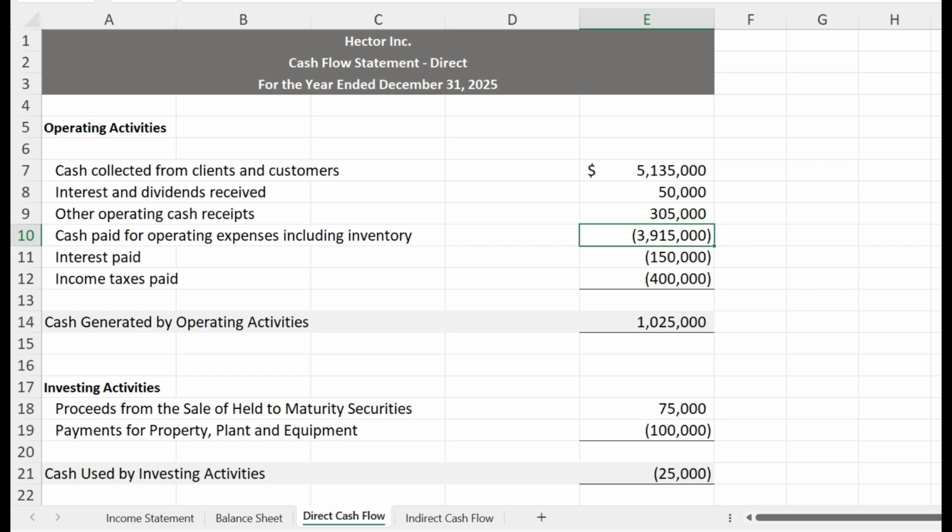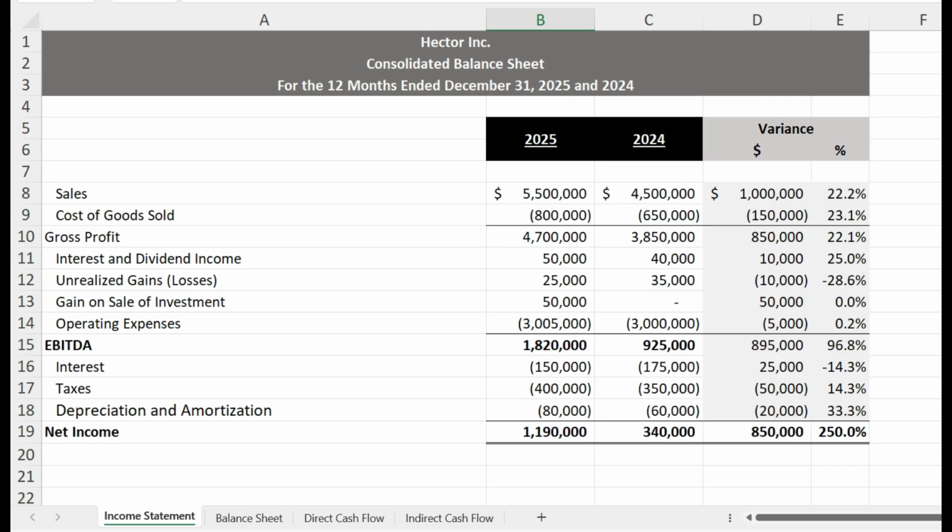Our next cash item is interest paid. And we're making the assumption there's been no interest accrued. This has all been paid in the same year.